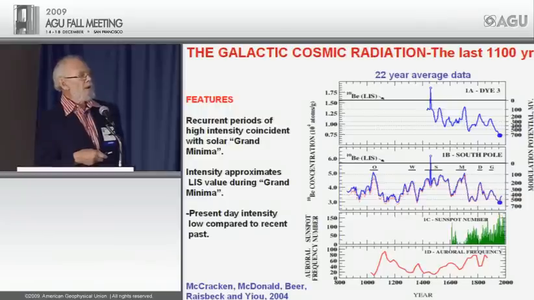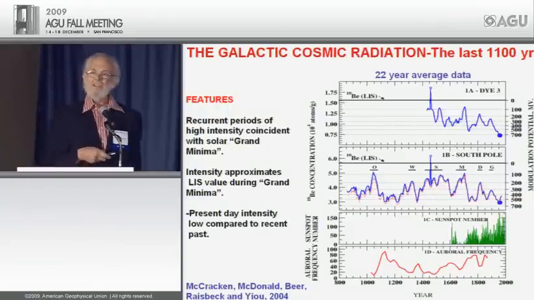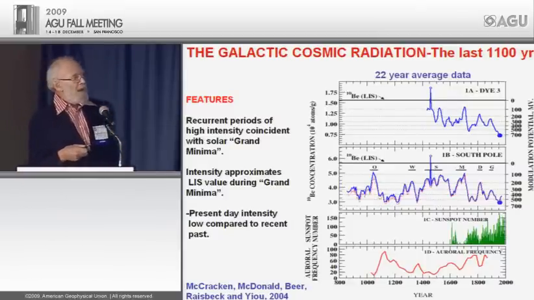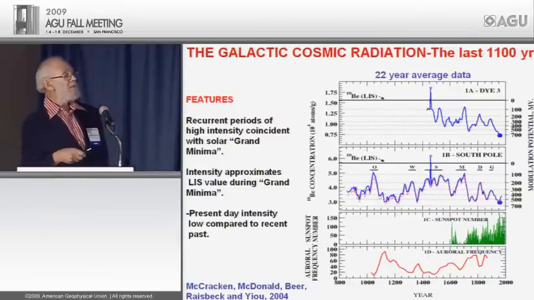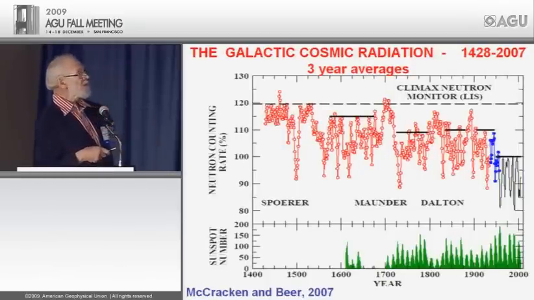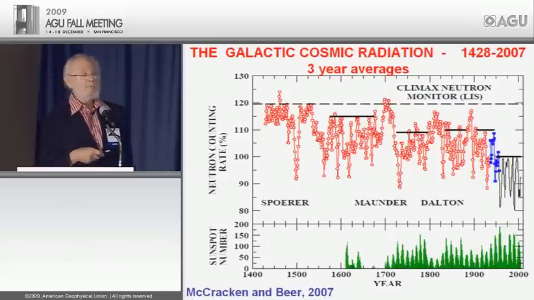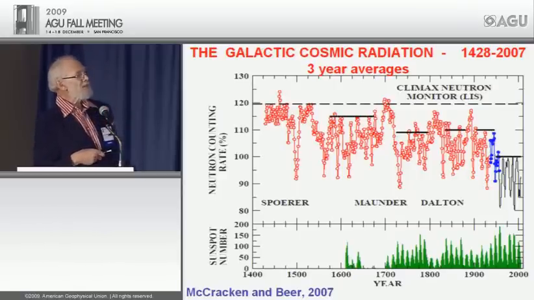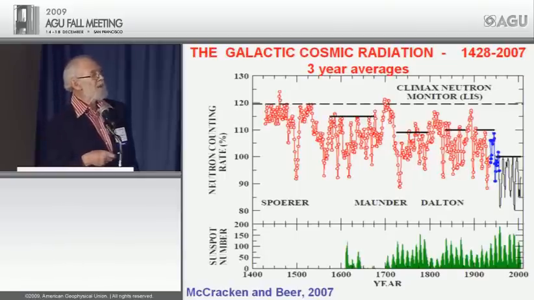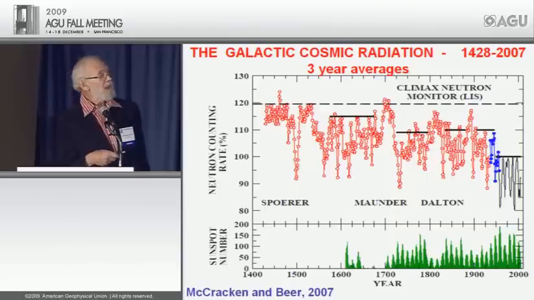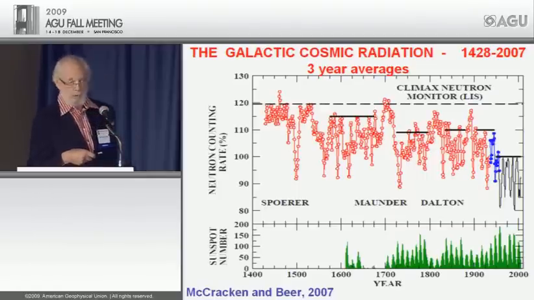Now, those data are averaged over 22 years, so they've averaged over the 11-year cycle. Let's have the next one, please, Joe. Here we now have the paleocosmic ray data for the last 600 years, where we can see the 11-year variation. You can see there is substantial variation through the whole period. You can see yet again that the intensity was high during the Maunder and so on.